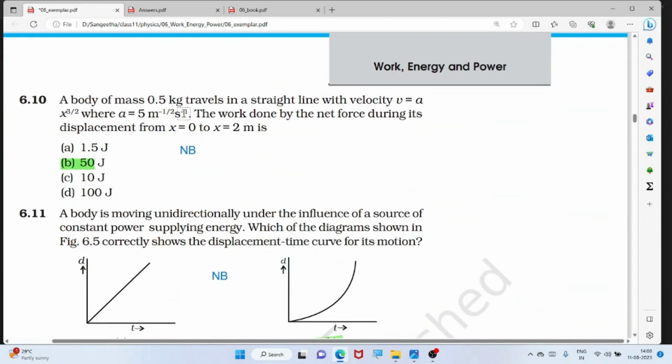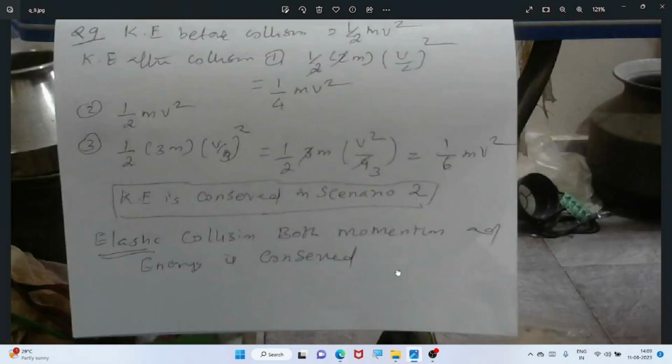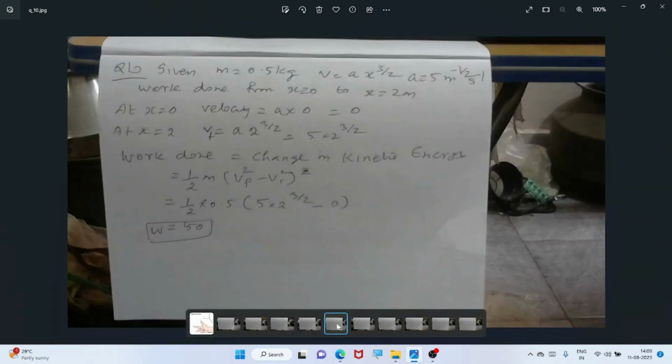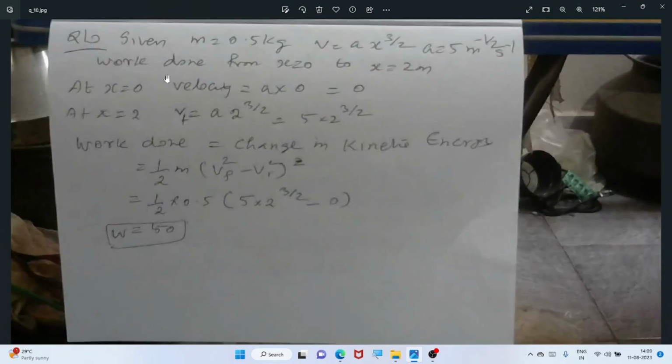A body of mass travels in a straight line with velocity. Velocity is a function of distance and acceleration. The work done by the net force during the displacement is from 0 to 2 meter. This is the given thing. Then this is the velocity.